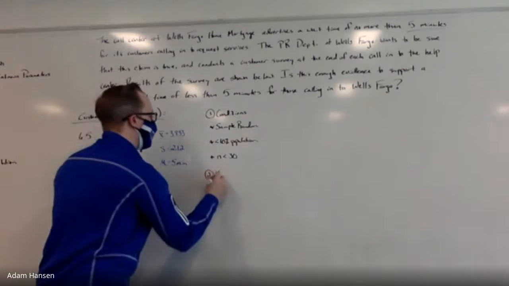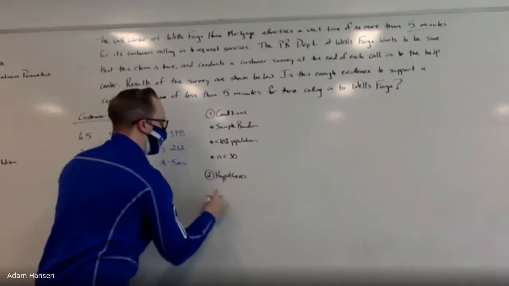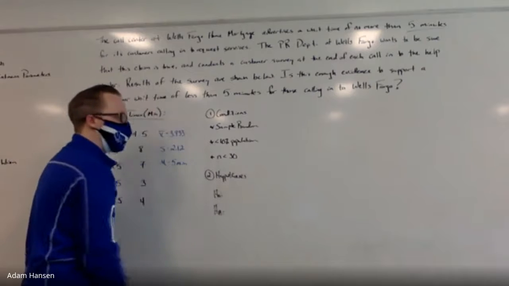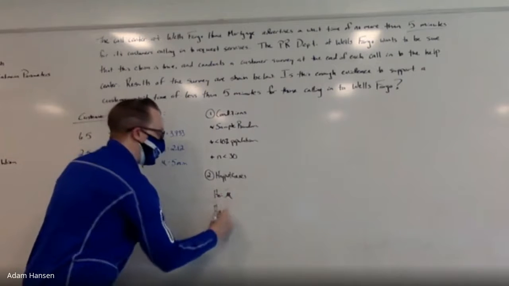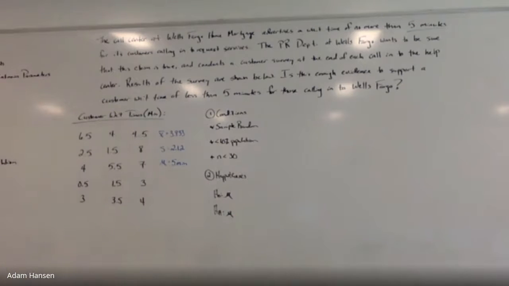Step 2 is record your hypotheses down. H sub O, H sub A. What's the null and alternative? Since we're talking about means, we're going to frame them in terms of mu, population mean, our parameter. How will we set up our hypotheses in order to test this, to see if their claim of waiting no more than 5 minutes is valid?